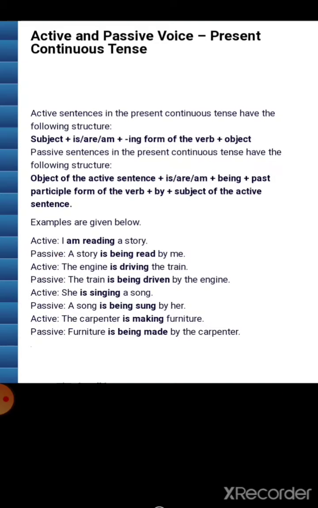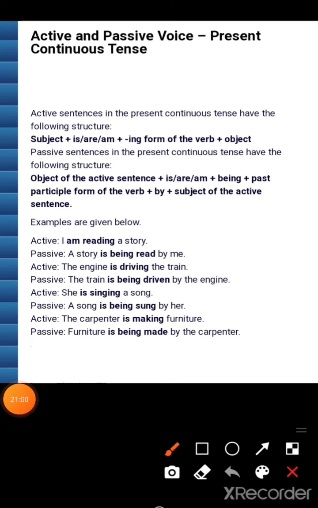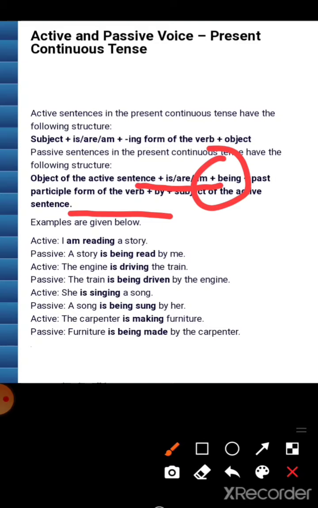So this is the rule of how to change active to passive voice in present continuous tense. At first you have to turn the subject into object and the object into subject. Then you write am, is, or are according to the subject. Then being, then the past participle of the main verb, then the original subject, which will turn to object.